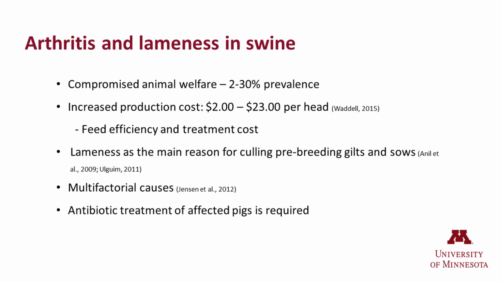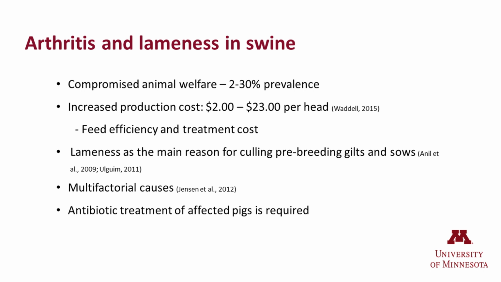But what does it represent to the industry? We know and recognize that arthritis and lameness are a big issue for the industry. And if you see the ranges of how this affects animal welfare or the production cost, you see that the range is very large, like from 2 to 30% or $2 to $23.